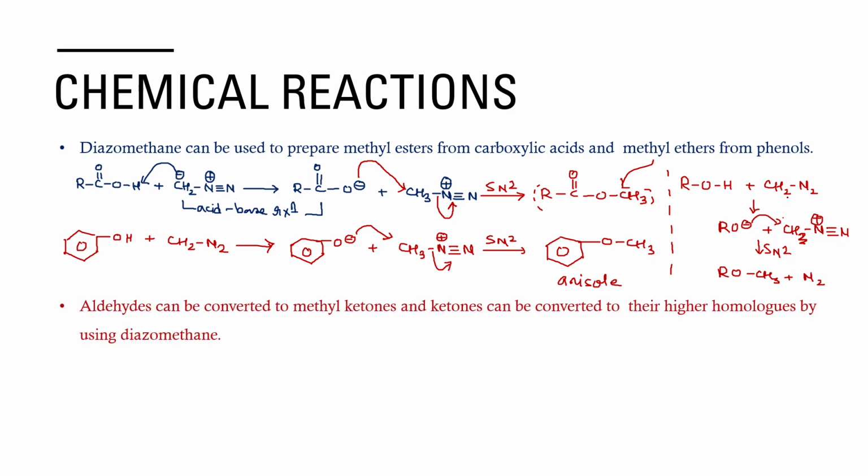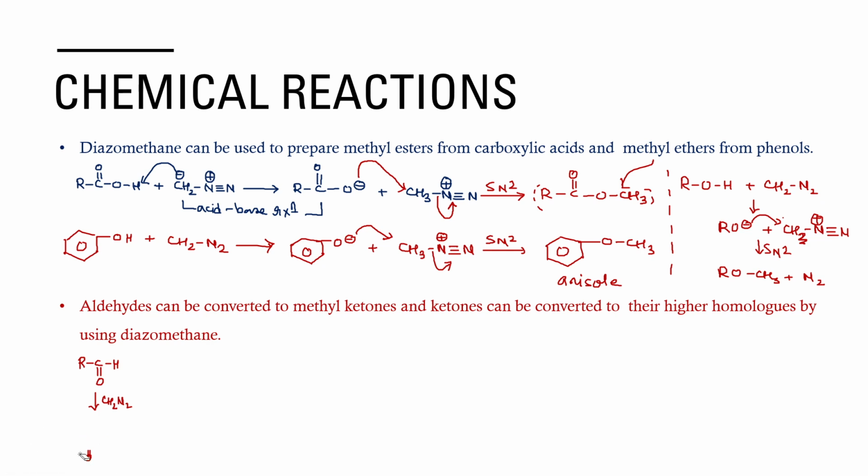OK, the next reaction is where aldehydes can be converted to methyl ketones, and ketones can be converted to their higher homologues using diazomethane. This is quite an interesting method, and it's not a difficult one as well. You can take an aldehyde, RC double bond OH, and react it with diazomethane, CH2N2, and you will be getting a ketone.